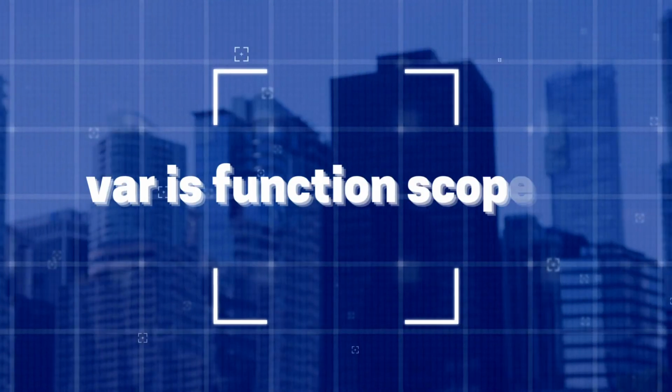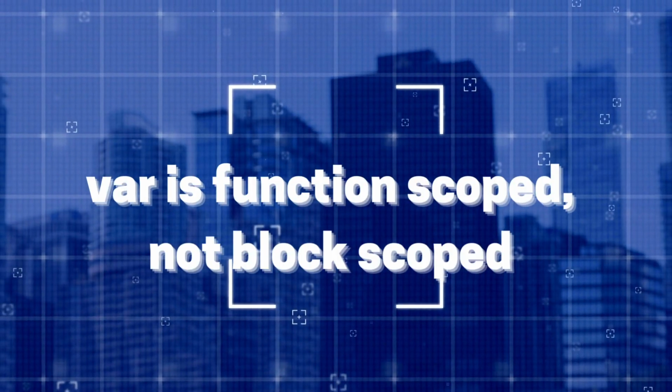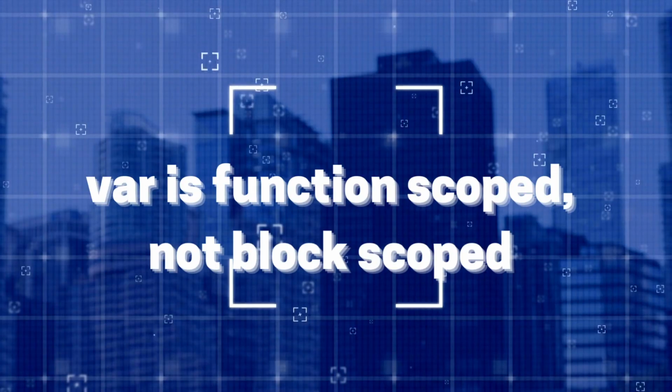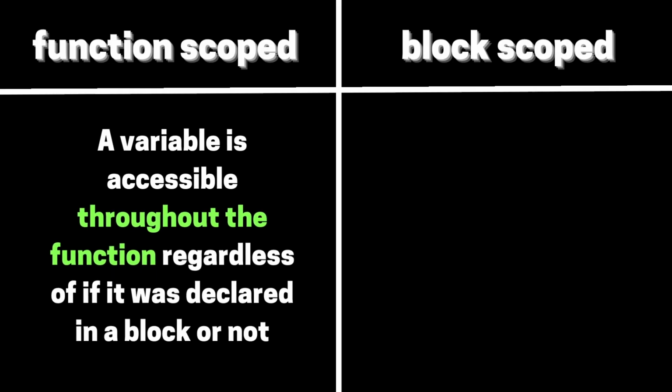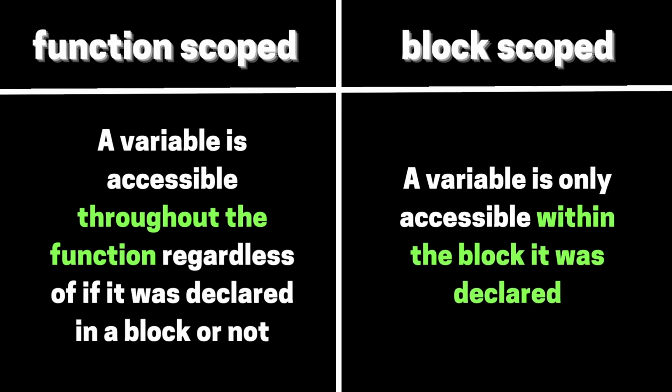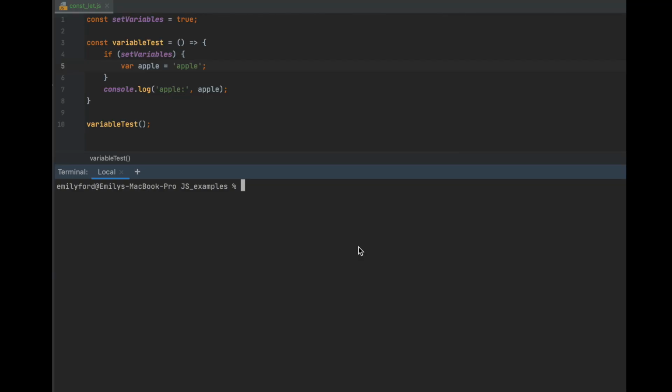The reason var is no longer suggested for use is because var is function scoped, not block scoped. But what does function scope mean? It means a variable can be accessed throughout the function regardless if it was declared in a block or not. Whereas block scoped, a variable is only accessible within the block it was declared. Let's go through some code to explain exactly what I mean.